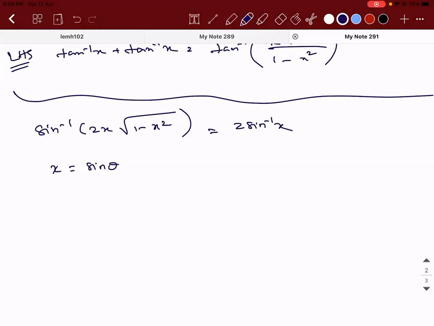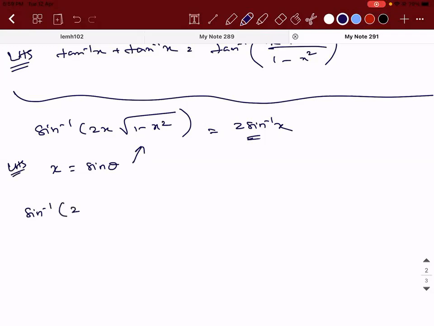Sometimes when they ask you to prove something, look at the right hand side. Since it is sine inverse, it is advisable to substitute sine theta. But you can ask me: if I substitute cos theta, will I not get an answer? You will get it. I'll do that also. So x is equal to sine theta. If I substitute, I'm taking only LHS.